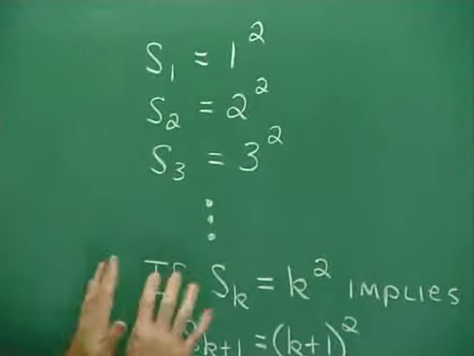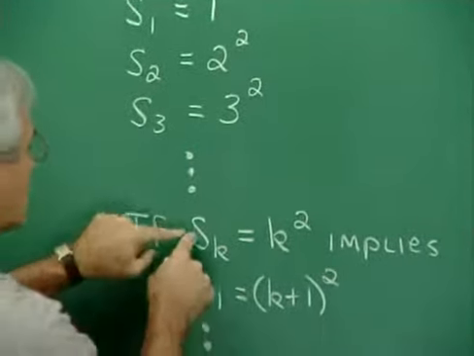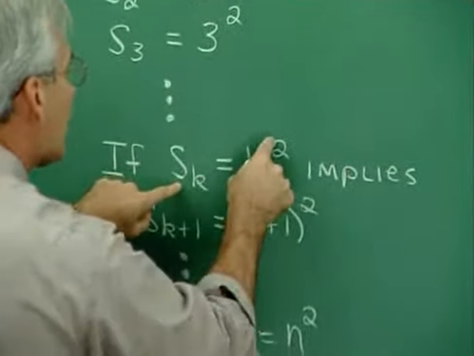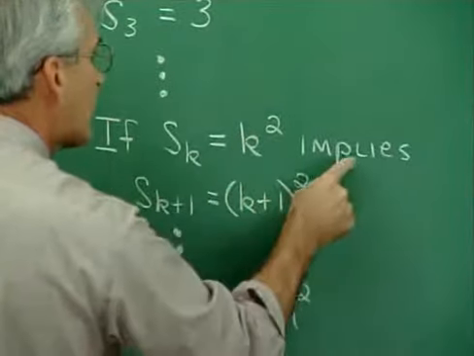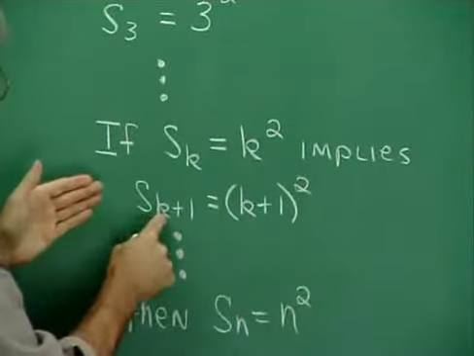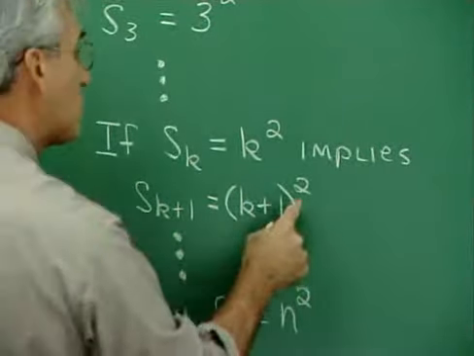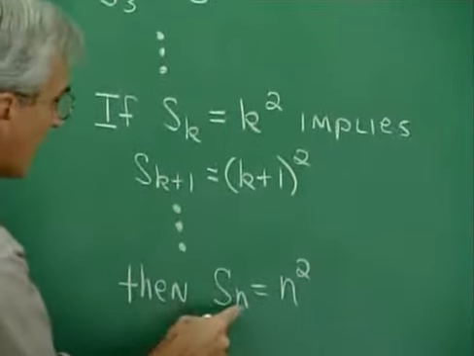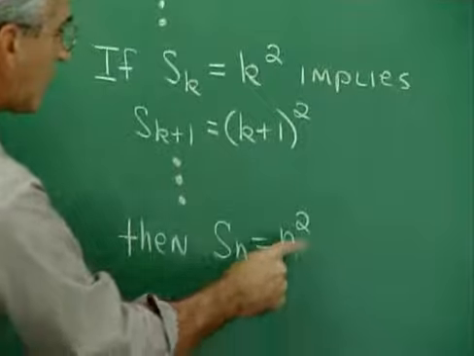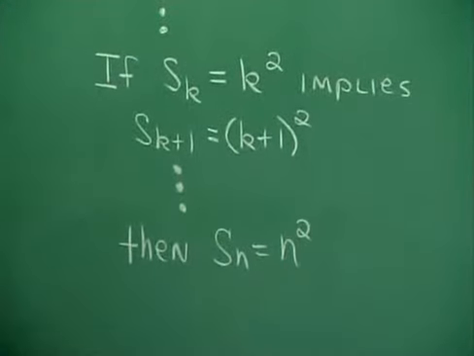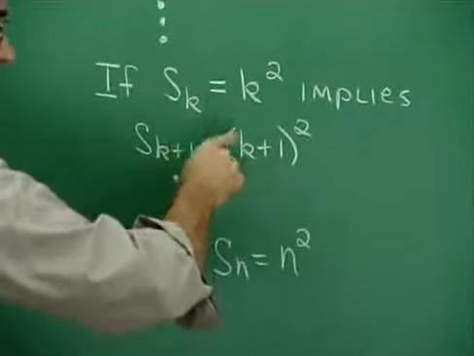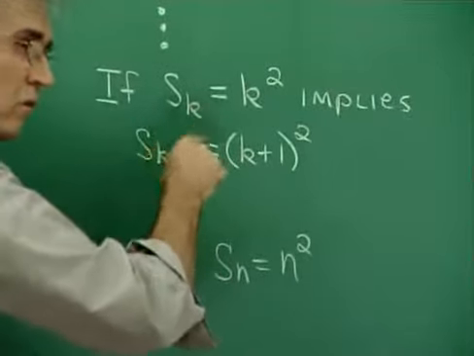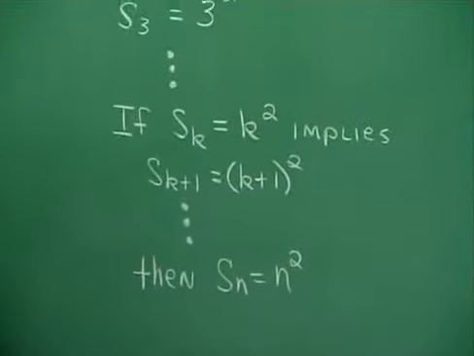Okay. Then we show that if the sum of k items is equal to k squared, if this conjecture implies that the sum of k plus 1 items is equal to k plus 1 squared, then we conclude that the sum of n items generally is equal to n squared. Okay, it's this implication that is so very important in mathematical induction.